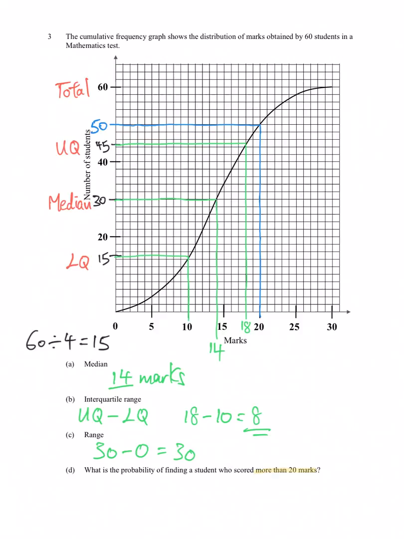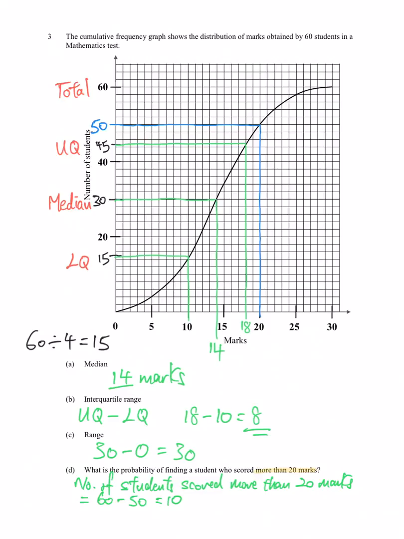However, we want to find students who scored more than 20 marks. So let me do the first working, and that is the number of students who scored more than 20 marks will be the total of 60 students minus the 50 students, which is found here, the 50 students who scored 20 marks or less. I don't want those people because I want more than 20. We have 10 students who scored more than 20 marks.